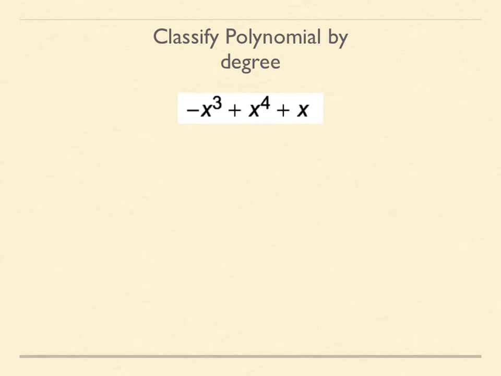All right, so this is already in standard form. What is our, oh no, it's not in standard form. How would we write this in standard form? What comes first? x to the 4th. What comes next? Negative x cubed. And then what comes next? Just x. So when classifying it by degree, what is our highest degree here? 4. And we call that quartic.